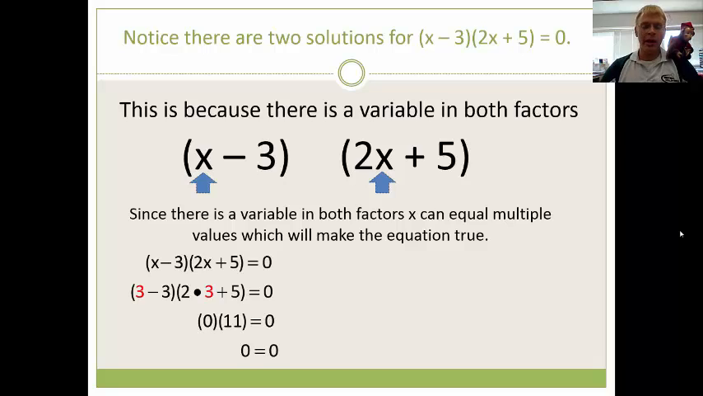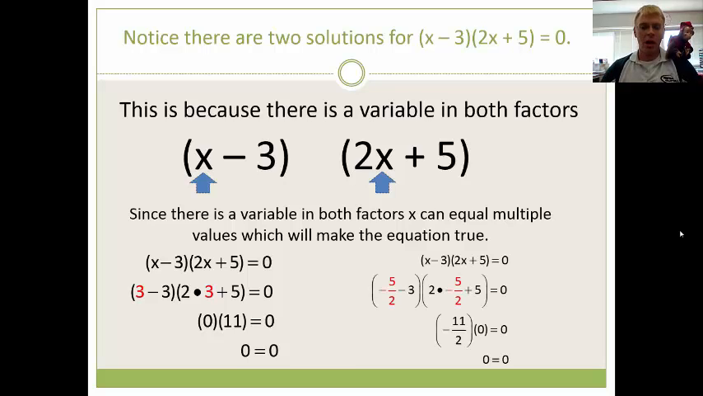For example, if we take the solution of 3 and substitute it back into our equation here. Notice, if I substitute it in for one x, I have to do it for everywhere that there's an x in the equation here. So you can see we have 3 minus 3 in the first binomial and 2 times 3 plus 5 in the second. Well, the first binomial simplifies to 0, the second one 11, and 0 times 11 is 0. Our equation is true, 0 equals 0.